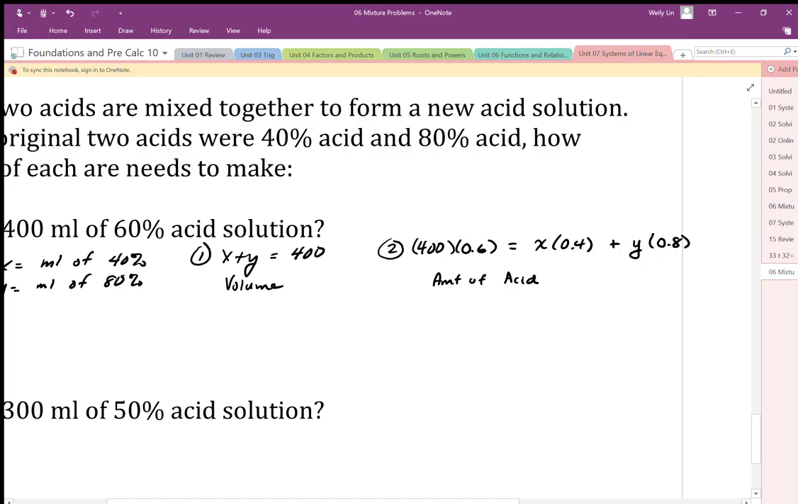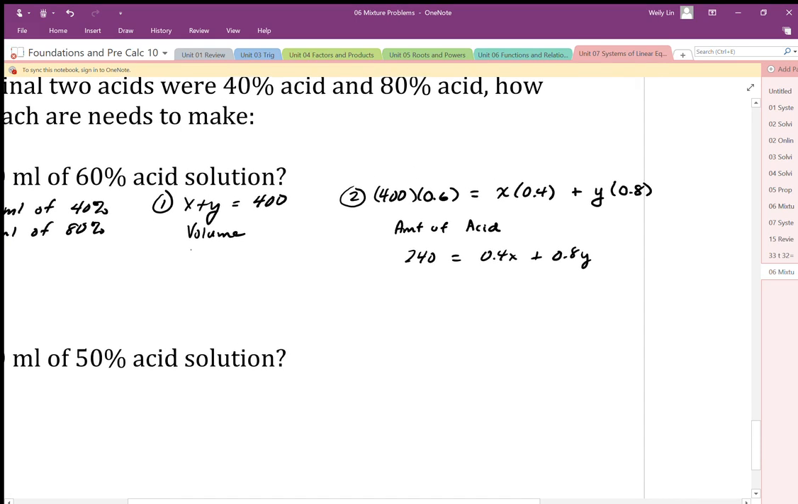So the amount of acid here, which I'll rewrite, is going to be 240 milliliters of pure acid, and that's going to be from 0.4x plus 0.8y. So I'm going to solve the system now. I have my two equations, so I'm going to let y equal 400 minus x and do a substitution. I'm going to substitute 1 into 2. Remember, if we start with 1, we have to substitute into 2.